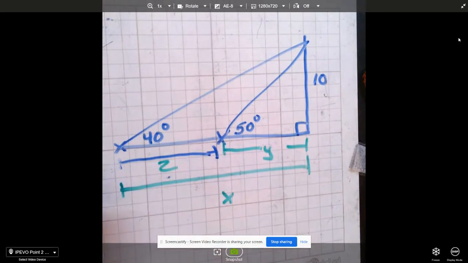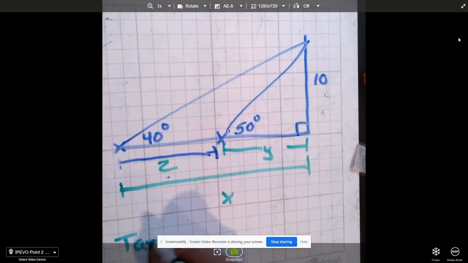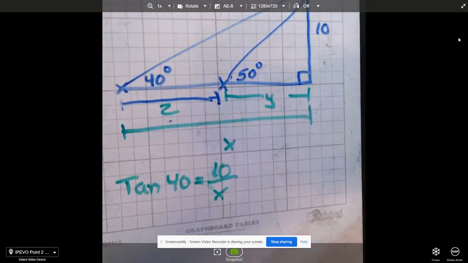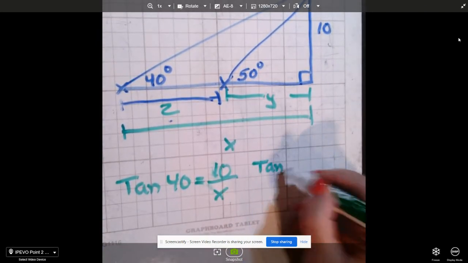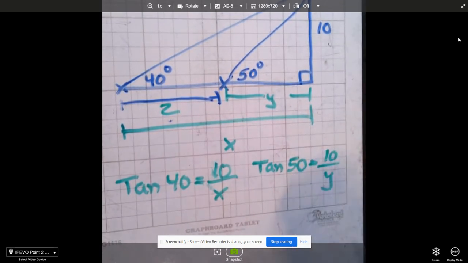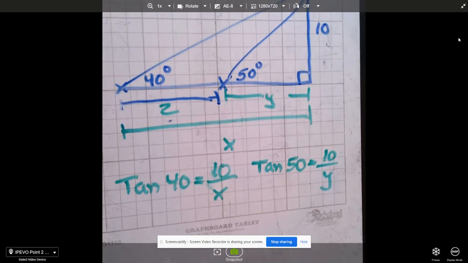So let's take a look at the big triangle. Let's make an equation for the big triangle. I know my opposite and my adjacent, so I'm going to say the tangent of 40 degrees is my opposite, which is 10, over my adjacent, which is x. All right, I can make another equation now for just this little triangle. I can say the tangent of 50 degrees is my opposite, which is 10, over my adjacent, which is y. Well, now I have two equations and two variables, so in theory, I could solve these.